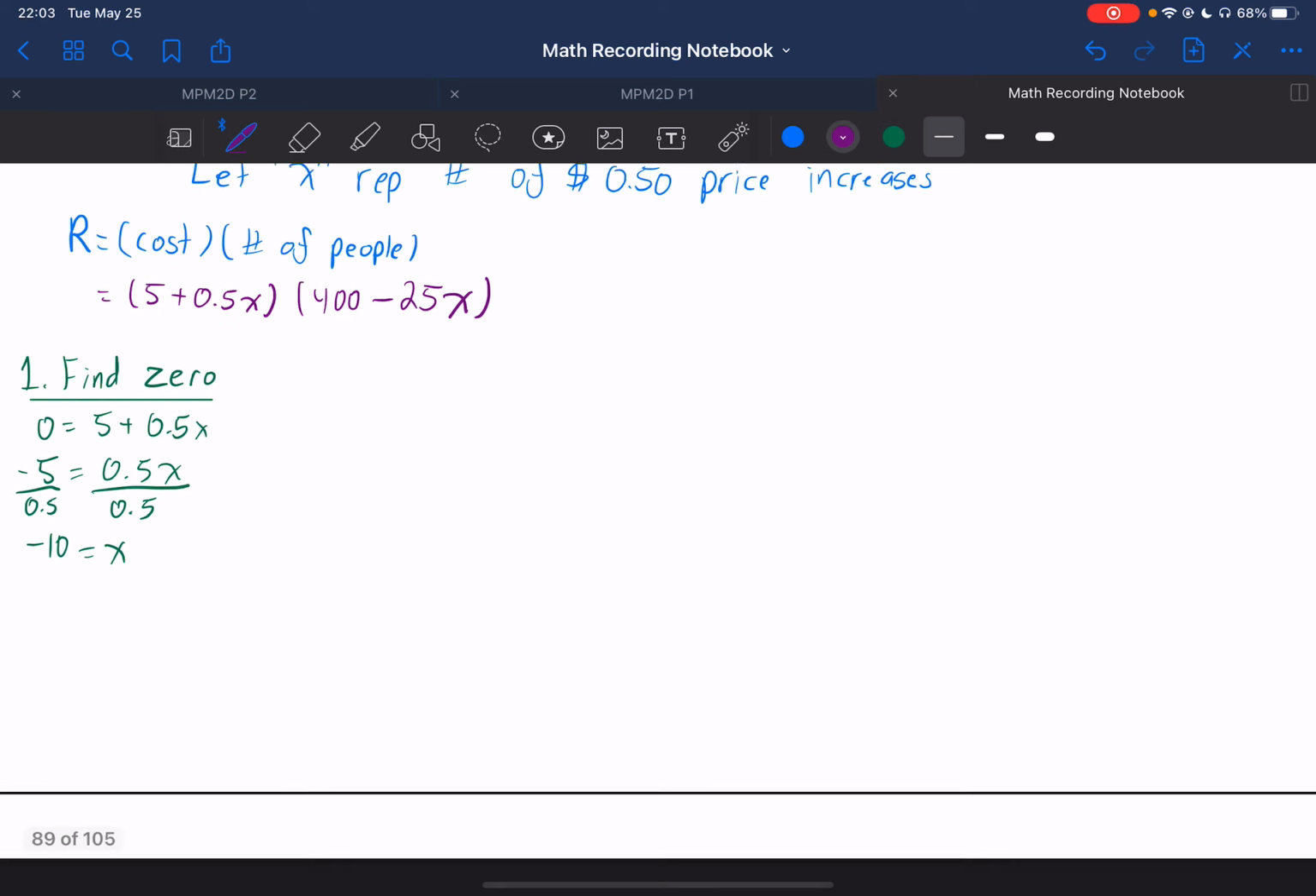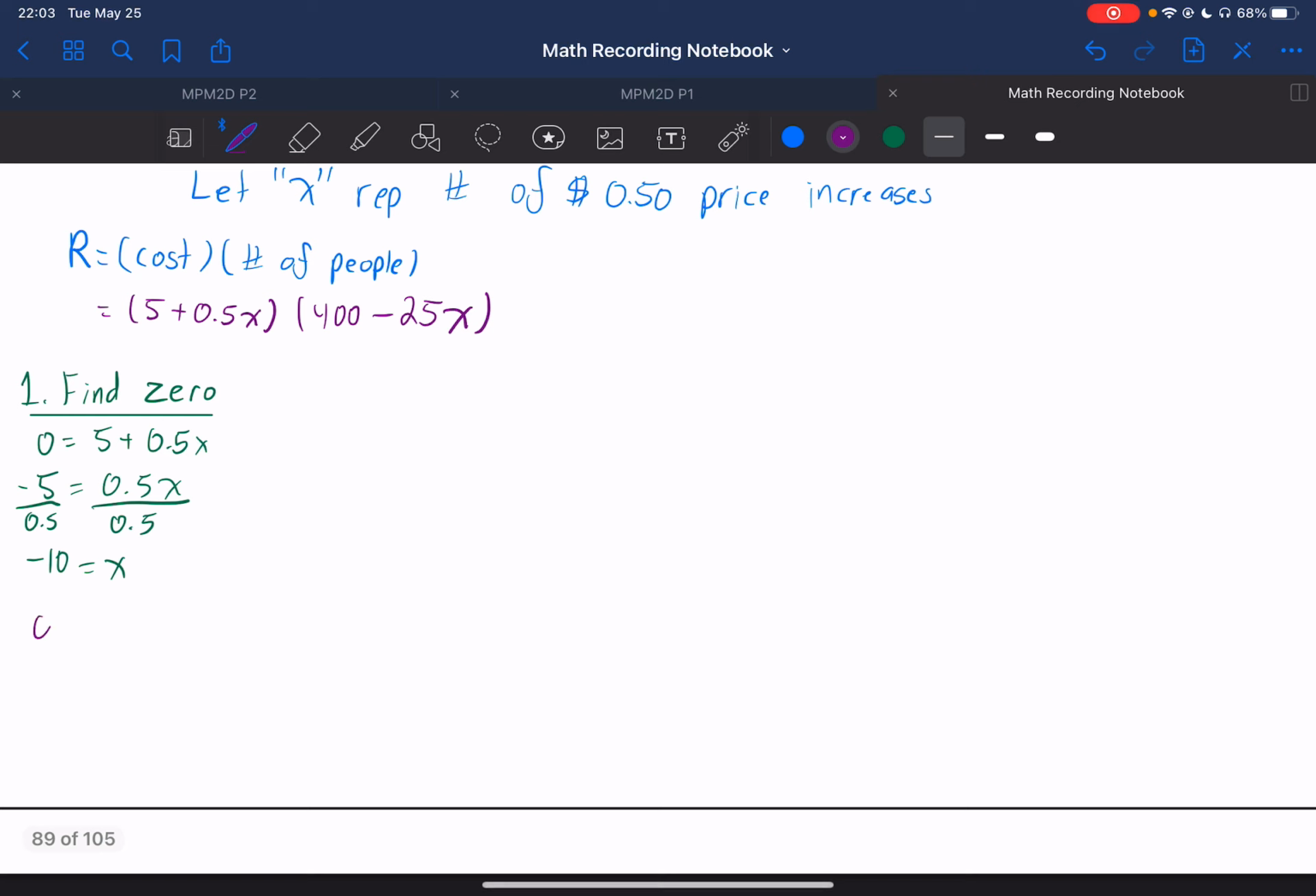Now we want to find out our other zero. So we're going to have 0 equals 400 minus 25x. To make things easier, we're going to bring this 400 over, so it gets negative 400 equals negative 25x. Divide both sides by negative 25. And our x on this side is equal to 16.